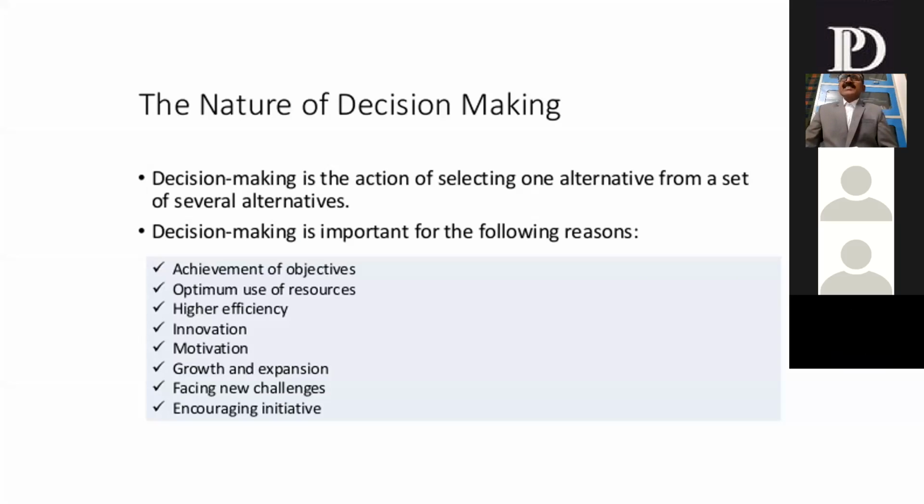Choosing is a systematic factor. Choosing is a scientific factor, and choosing is a behavioral factor. That's why decision making is the action of selecting one alternative from a set of several alternatives.